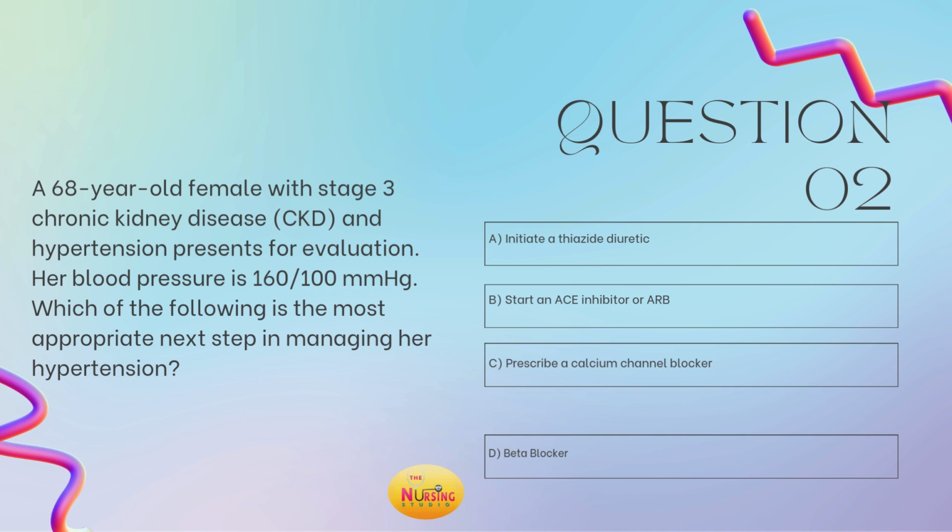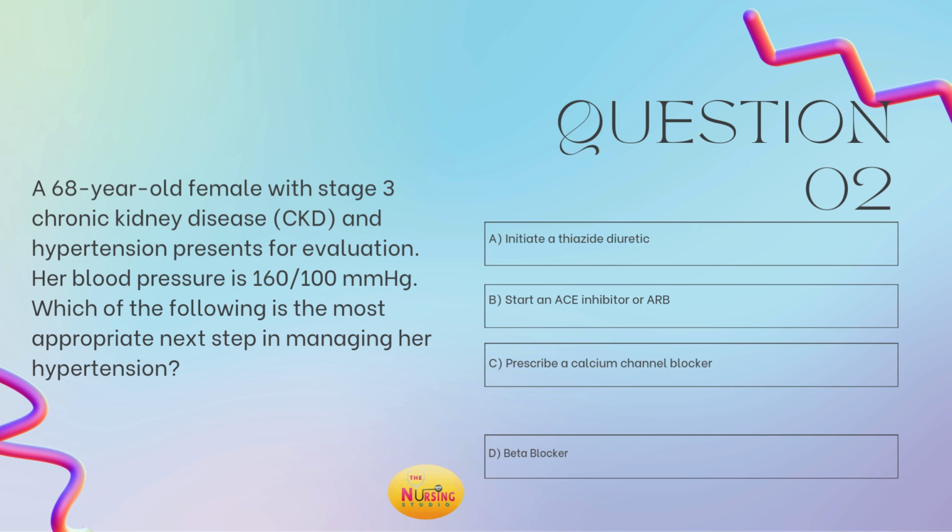All right, question number 2. A 68-year-old female with stage 3 chronic kidney disease and hypertension presents for evaluation. Her blood pressure is 160 over 100. Which of the following is the most appropriate next step in managing her hypertension? Is it A, to initiate a thiazide diuretic, B, start an ACE inhibitor or an ARB, C, prescribe a calcium channel blocker, or D, a beta blocker? Tell me what y'all think in the comments, y'all.